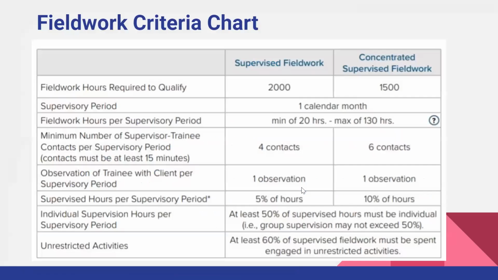And on the next slide is just the fieldwork criteria chart, just a little bit of what I mentioned before, but in a clearer picture. So again, you could accrue 1,500 hours under the concentrated supervised fieldwork type, but just be sure that you have 6 contexts rather than 4, and you are obtaining 10% of your supervised hours rather than 5%. So just be on top of that if you choose to do fewer hours.